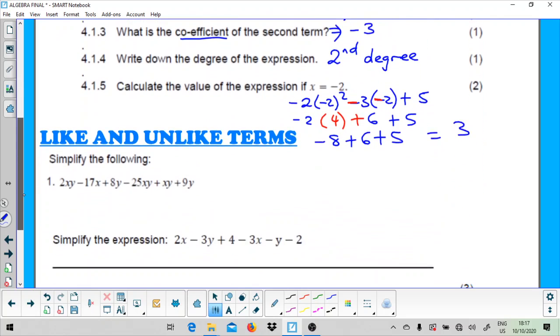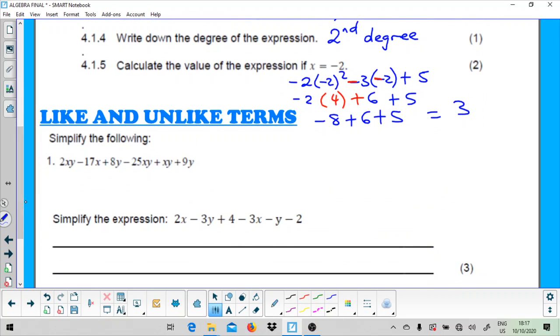Let's see what else you are expected to do in this lesson. Well, I also wanted you to remember your like and unlike terms. So we have a few of them here to do. So let's have a few examples first. So here I have this first one. We have to simplify the following.